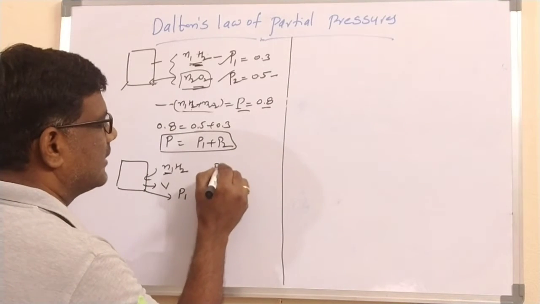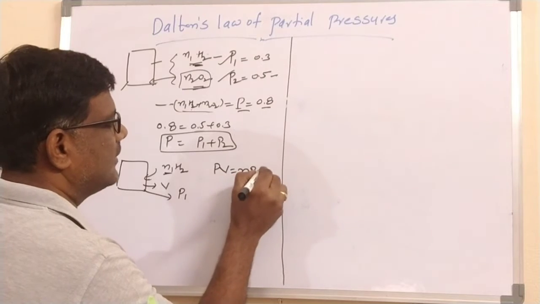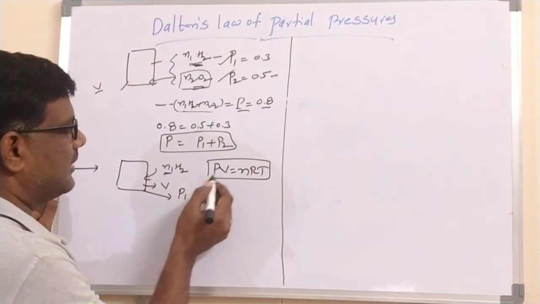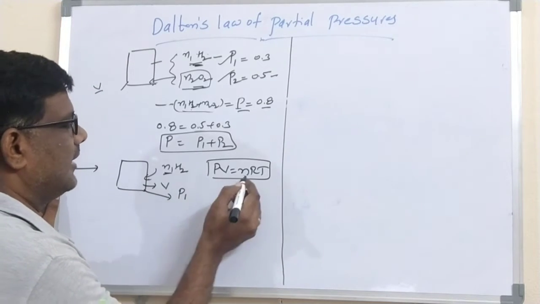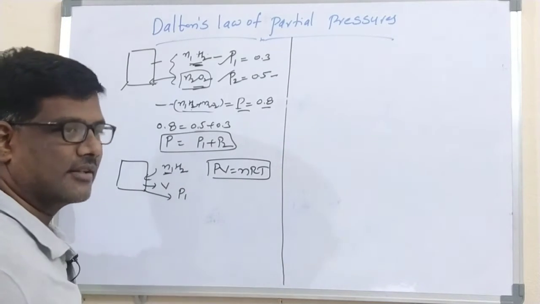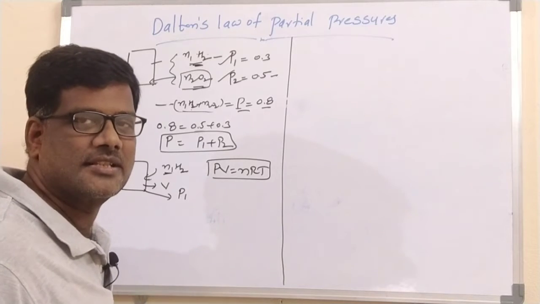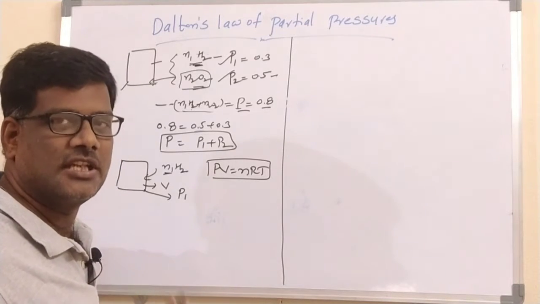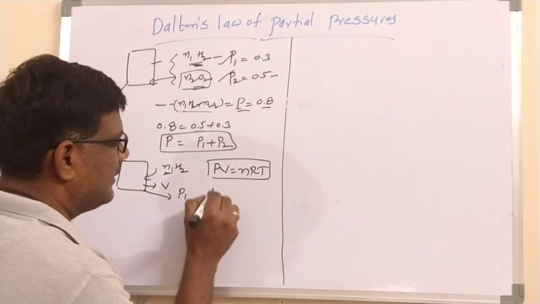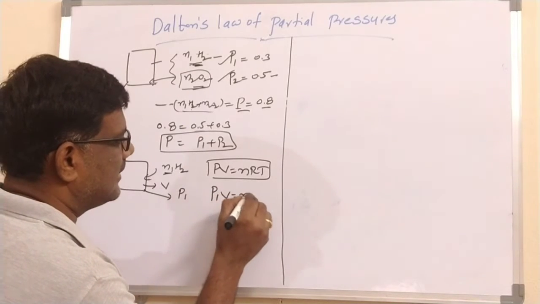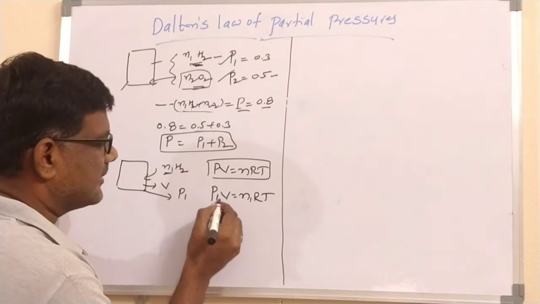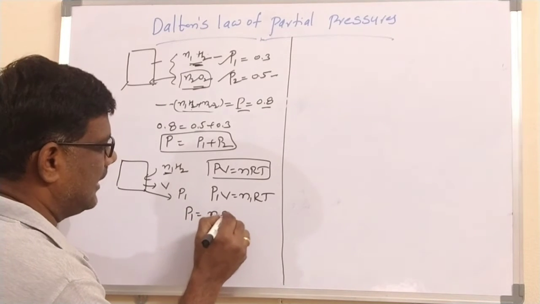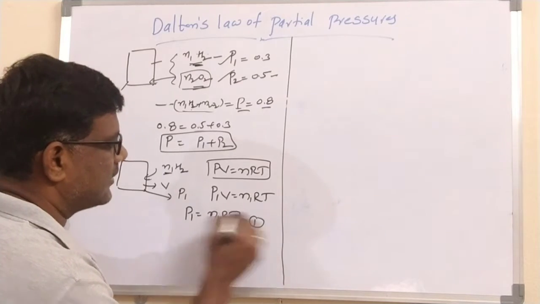According to the ideal gas equation, PV is equal to nRT. If you substitute P1 in place of P, volume V, and n as N1, where R and T are constants, R is the universal gas constant and T is the absolute temperature taken as constant at the given temperature, the equation becomes P1V is equal to N1RT. Sending the V to the other side, ultimately you will get P1 equal to N1RT by V. Let us call this equation number 1.